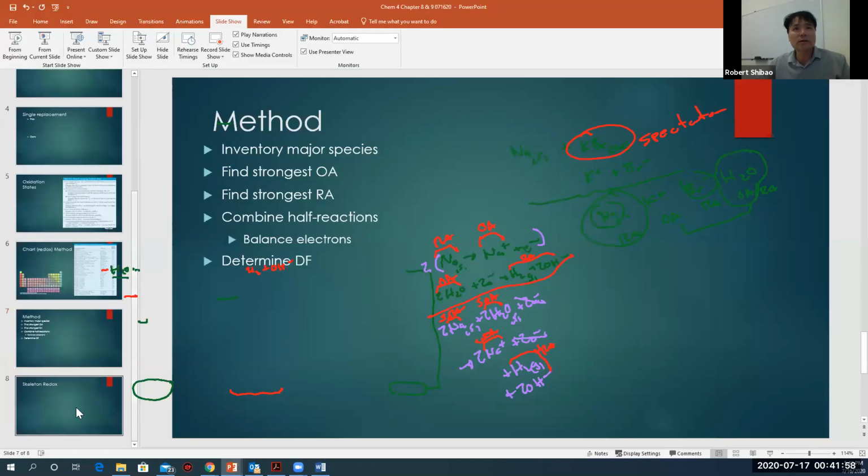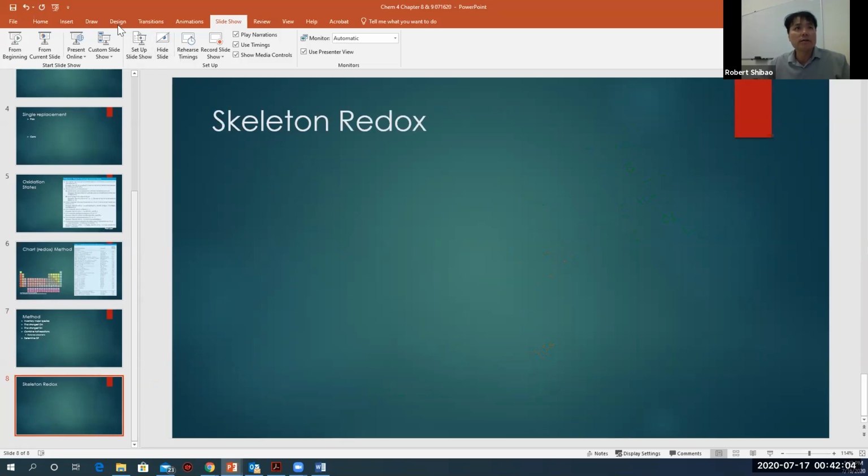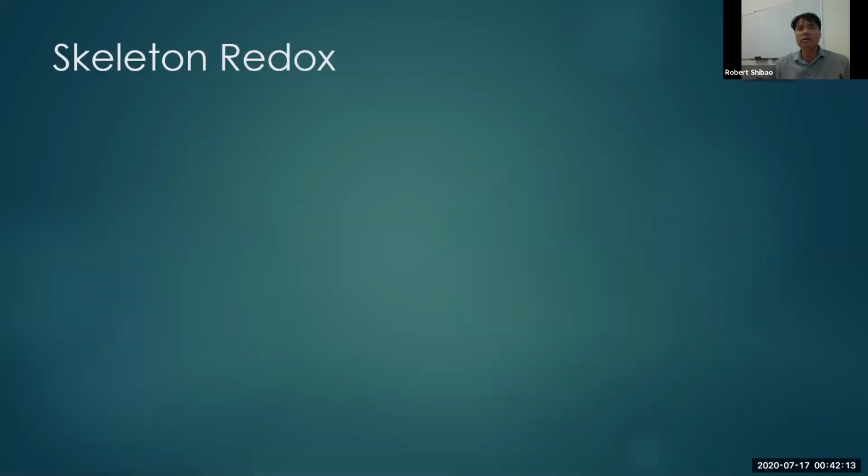And so the last thing I want to talk about for redox is the skeleton redox. And so let me talk about that. In skeleton redox, we kind of have an idea of what's happening. We have an idea of what it should be doing, but we just don't have the half reaction. Those are called half reactions, what we're looking at. That's a chart of half reactions. And so for skeleton redox, if we know kind of what it forms, we can figure out the complete half reaction.